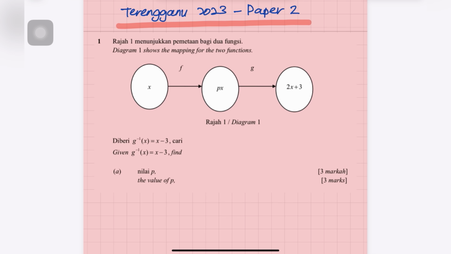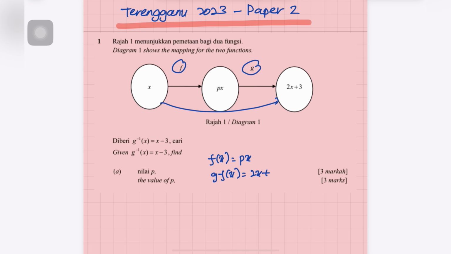Okay, so here section A, question number 1. Diagram 1 shows the mapping for the two functions. Given g inverse x equals x minus 3, find the value of p. Actually, from the diagram here, we can state the function of f. So here f(x), we have px. And f into g becomes gf. So gf(x) equals 2x plus 3.